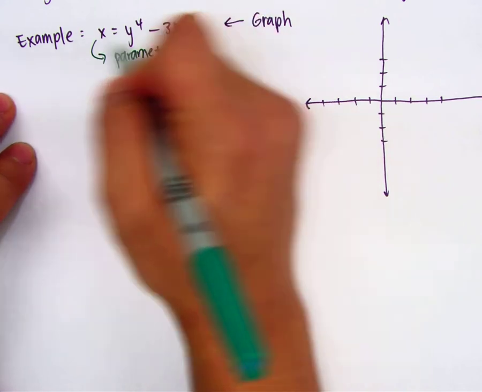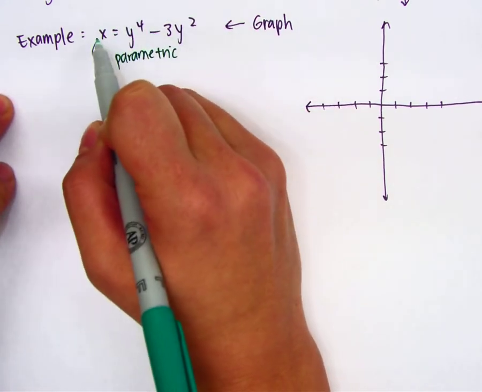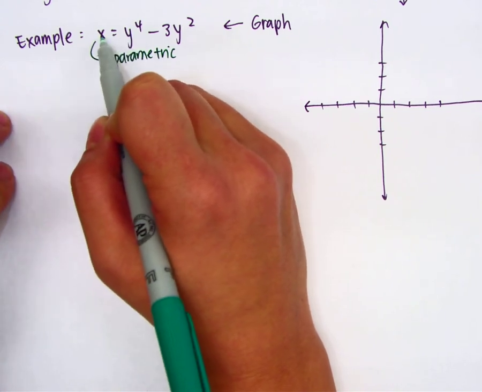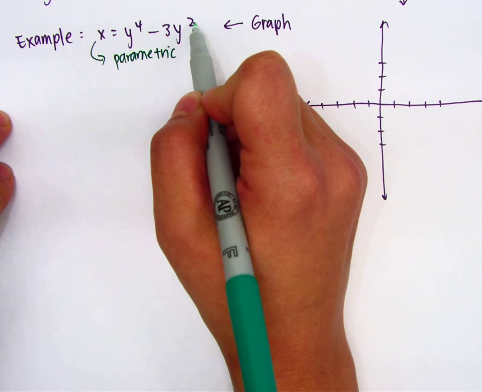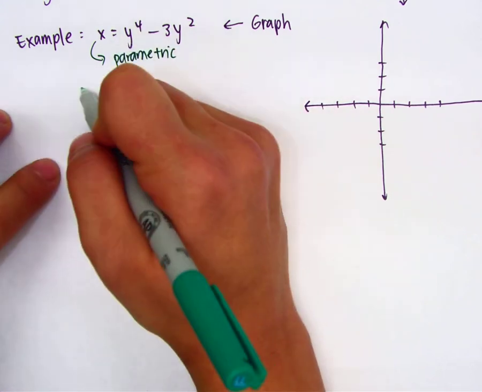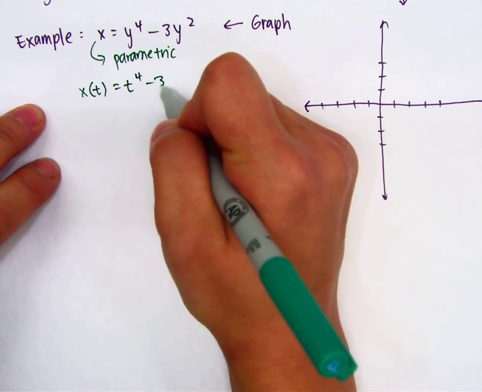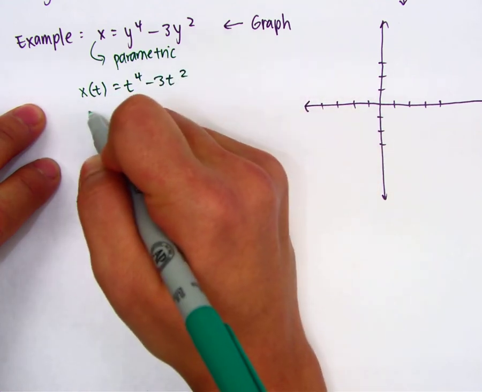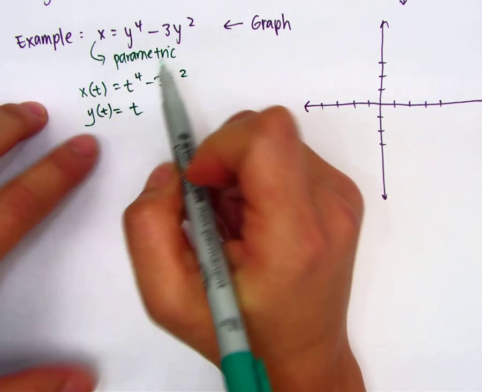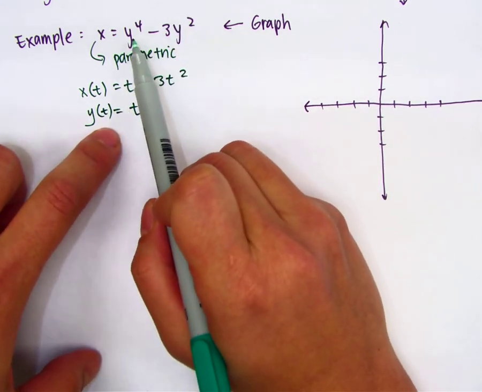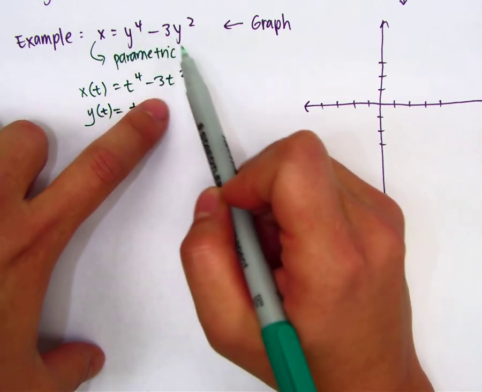And the way I'm going to do that, in this case, x is going to be a function of t, because if x is equal to t to the fourth minus 3t squared, x would be some sort of a function. So I'm redefining my parameters to be this way, if y is equal to t. So it's essentially just substitution. I'm making all the y's equal to t, and therefore x is equal to t to the fourth minus 3t squared.